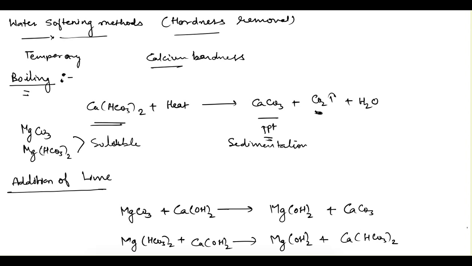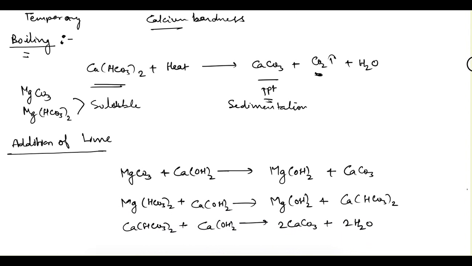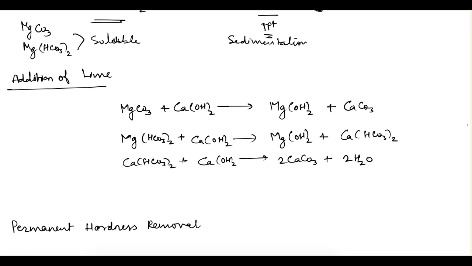For that we have another method to remove the total temporary hardness, and that is addition of lime. By addition of lime, we can remove magnesium carbonate, magnesium bicarbonate, as well as calcium bicarbonate. The lime is added in the form of hydrated lime, that is Ca(OH)2. So these are the reactions.